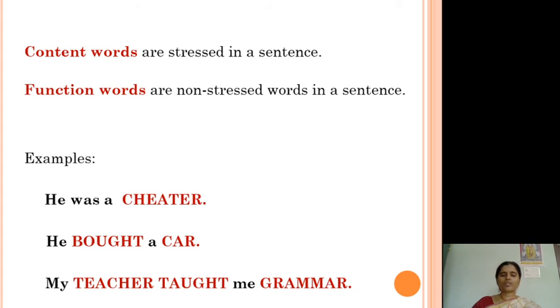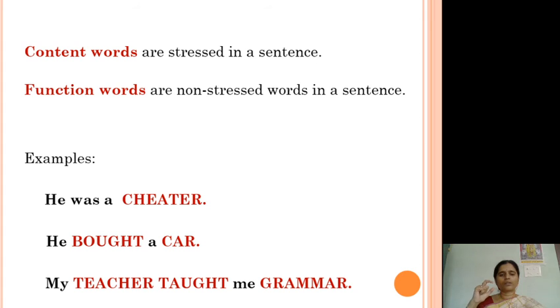So in a sentence, when we are speaking, we have to put a little stress on the content words and we have to pronounce the function words lightly. That is a very important point we have to remember about content words and function words. That is the main reason for knowing which word is a content word and which word is a function word. He was a cheater. He bought a car.